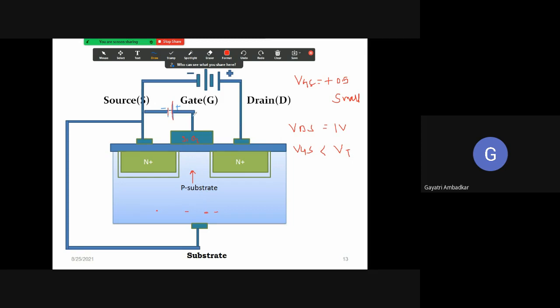Further now, what I will do, I will increase the gate voltage. Let's increase the gate voltage equal to VT. Let's say VT value is defined for the MOSFET. Let's say the value of VT is equal to 1 volt. Now I have made the gate voltage equal to 1 volt. Now what happens? The electrons which are present in minor number start moving towards the gate.